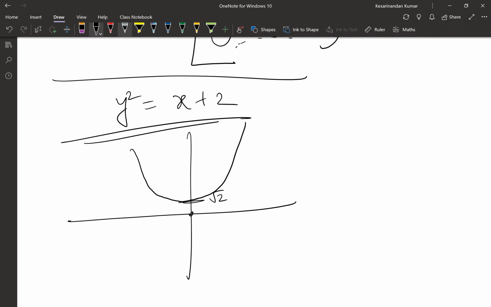This will be the graph. Is this part clear, guys? Yes, Kesari. Now we will let go of this part. We will only have this much. Why should we let go of the other part?